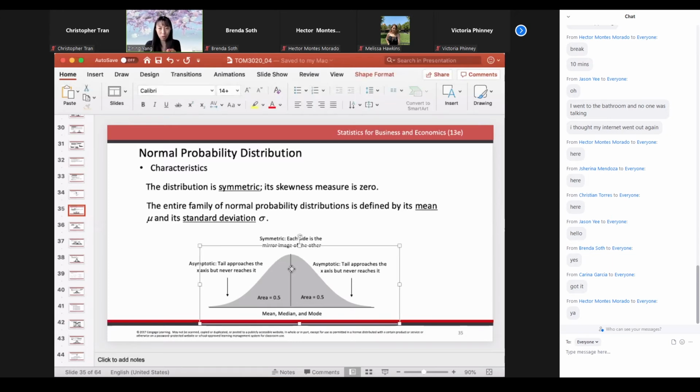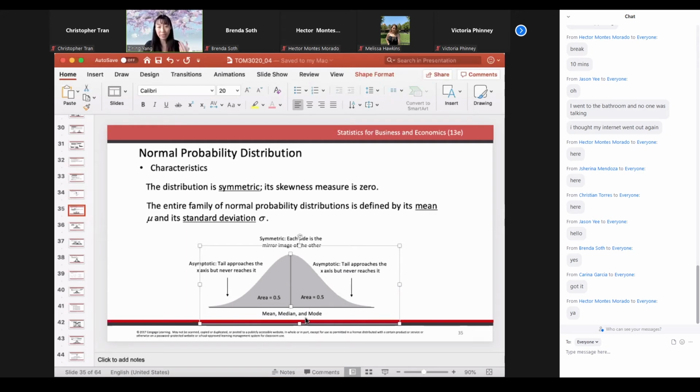So that's where you see the center. That line is the mean, the median, and the mode. So it is the average. And by definition, when it's a median, right, then it means 50% of the data points are smaller than this value, and 50% of the data points are larger than this value. So that's why you have area equals 0.5 and 0.5, right? That's 50%, 50%.